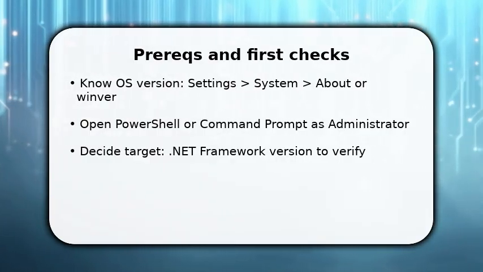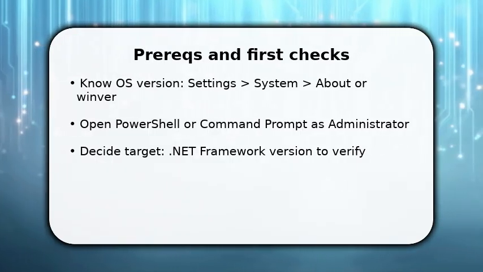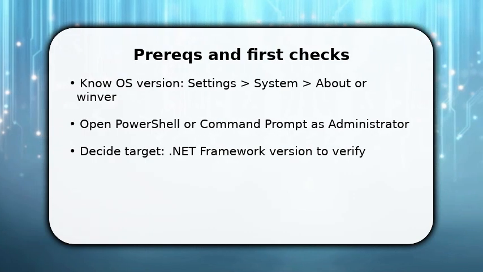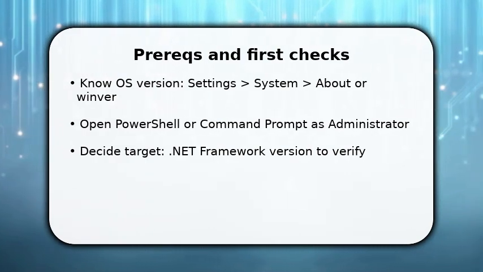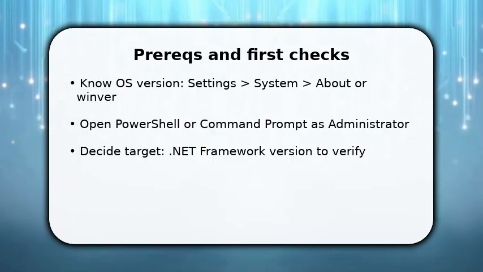I'm showing the fastest path first so you don't waste time. Make sure to run elevated and note the exact version number you need, because different commands return different format outputs. You'll now run the core commands to get authoritative results.